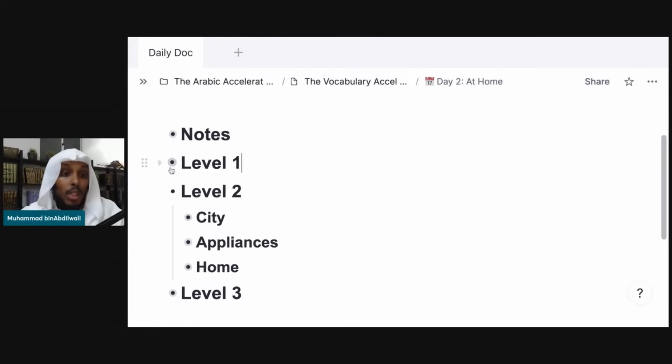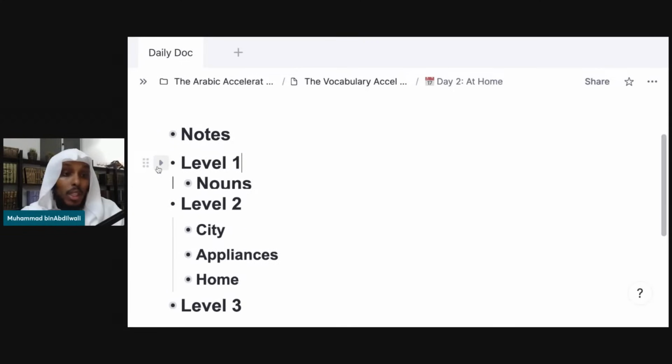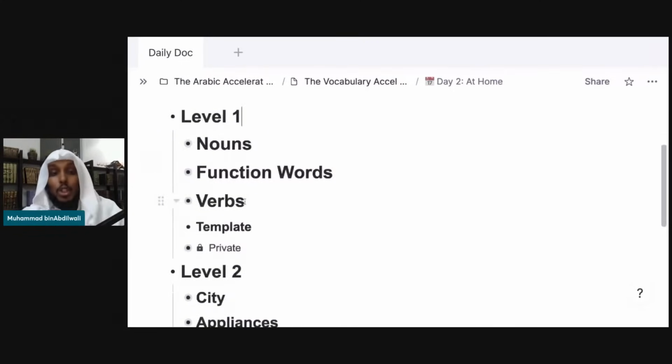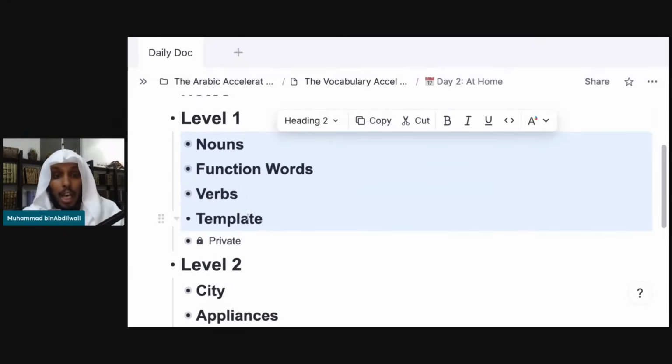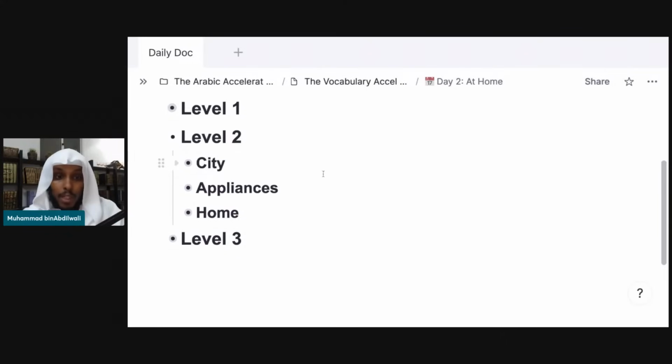So in level 1, we talked about nouns and function words and some verbs. This is included for you level 2 guys in your flashcards and everything. I just haven't spent time explaining them to you because I assume you know them. So what are the things specific to you that I have not covered in level 1? They are 3 more categories of words: city, appliances, and home.